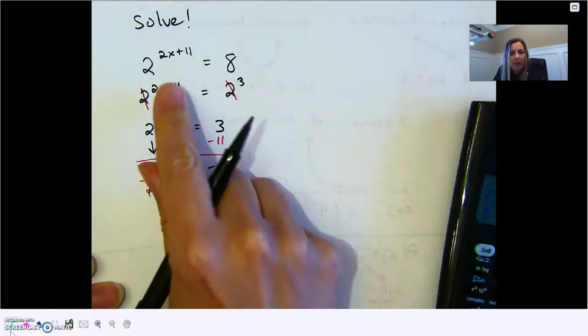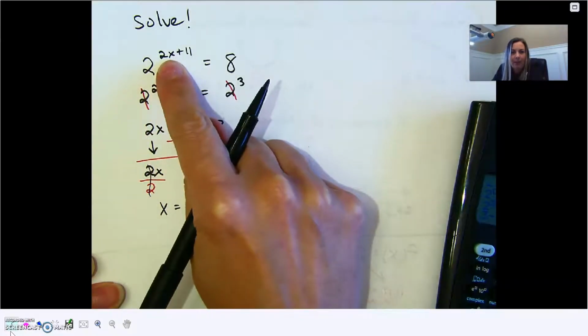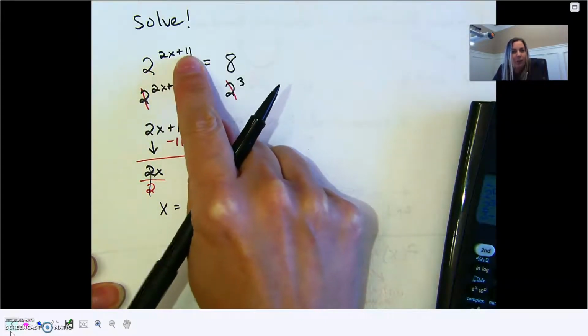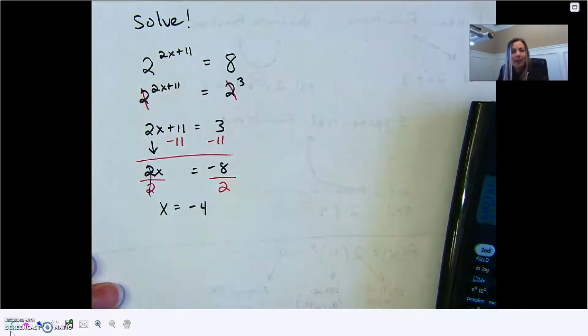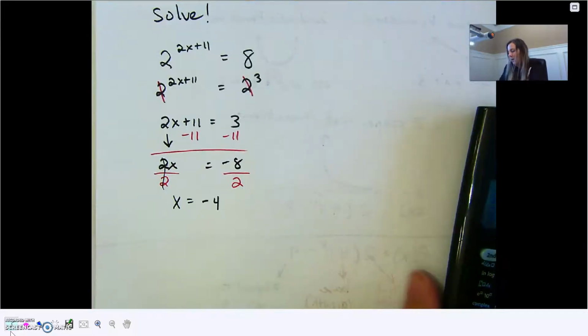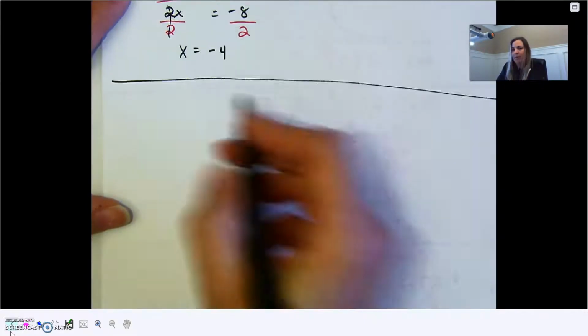You can check yourself if you plug this back in. 2 times negative 4 is negative 8. Negative 8 plus 11 is 3. So 2 to the third power is 8. Yay! All right. What else do we need to know? We need to know how to write the equation.